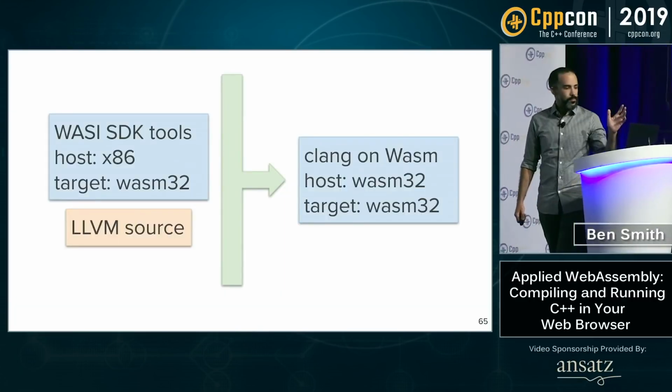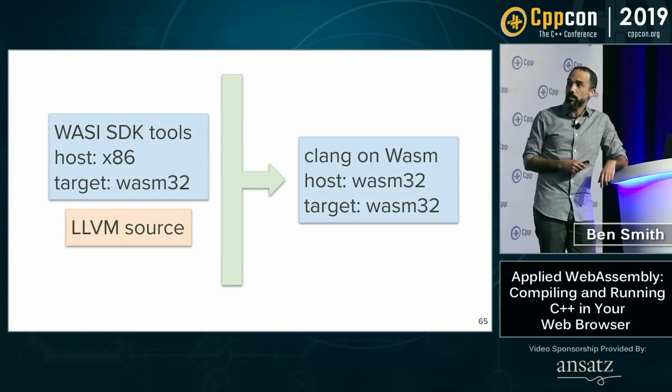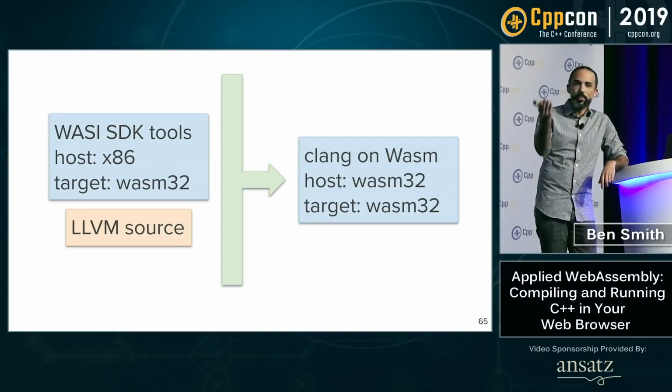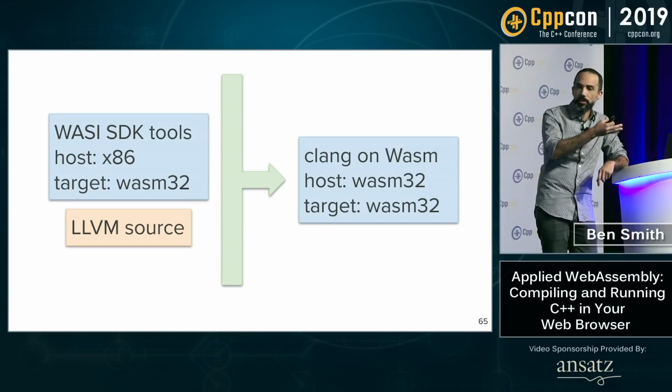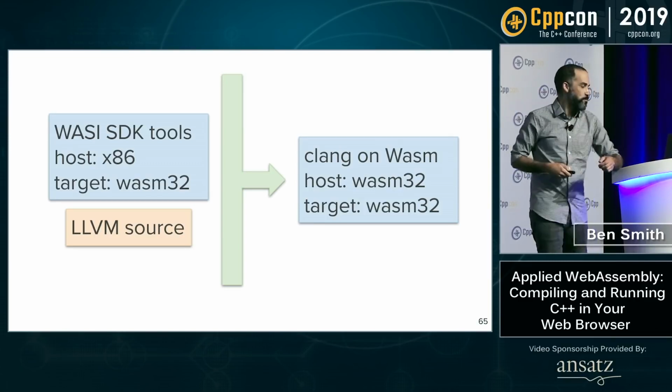So the plan here is to take the SDK tools, which, by the way, run on x86, but then target wasm32, and then take the LLVM source, and then compile those, and then I will get something which is Clang running on WebAssembly, a wasm32 host and a wasm32 target. So Clang already is a cross-compiler, but now I'm going to have essentially a cross-compiler based on the, well, I guess I'll have a native compiler for the WebAssembly target.